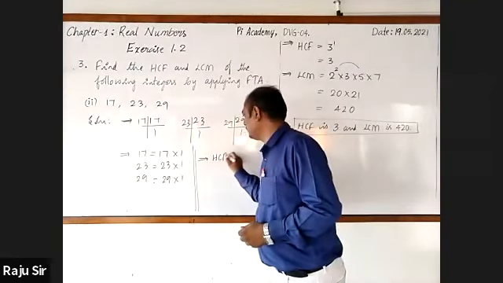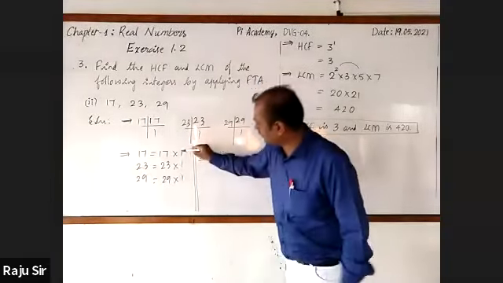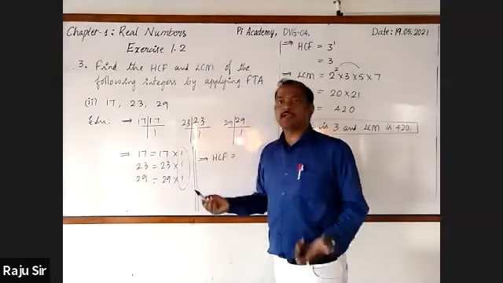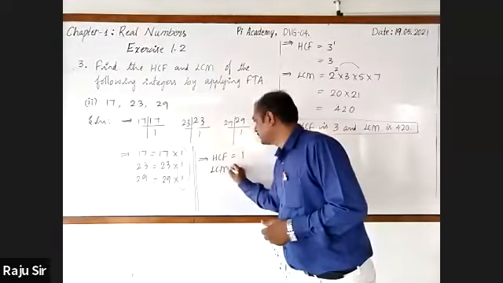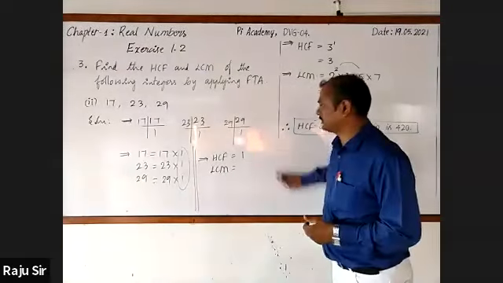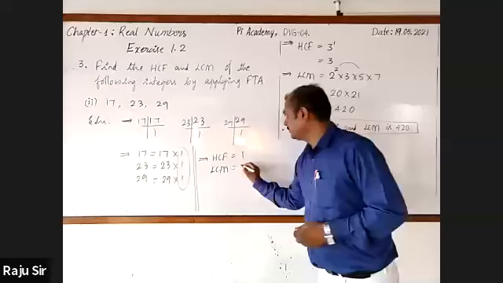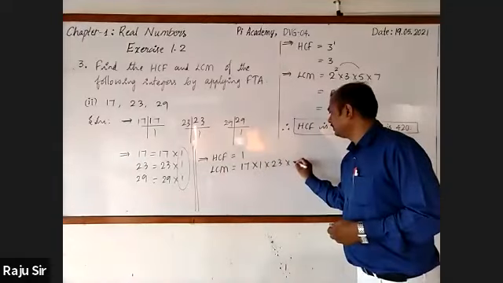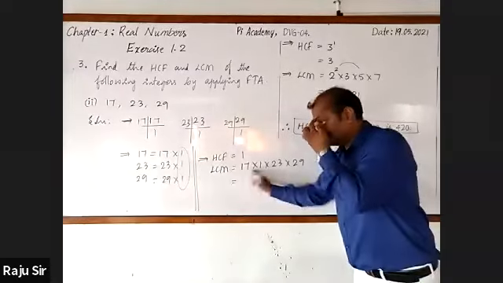Just observe. HCF is here. The common factor is 1. Therefore, HCF is 1. For LCM, we should write all the factors. The factors are 1 into 17 into 23 and 29. Now multiply.